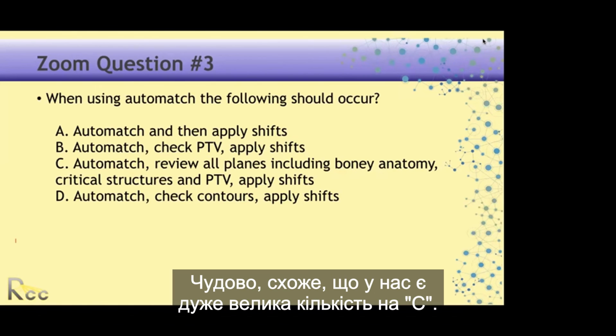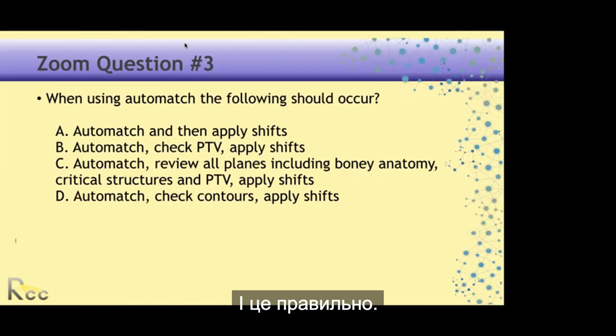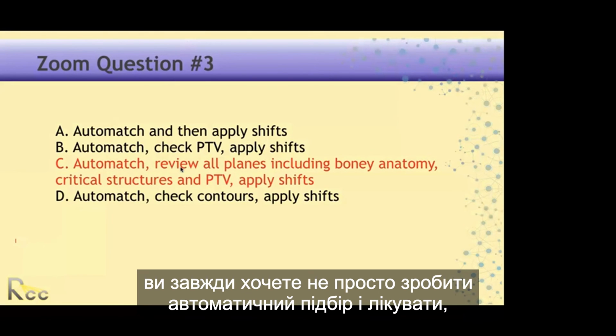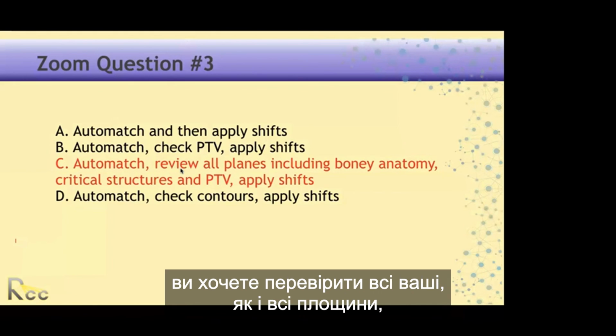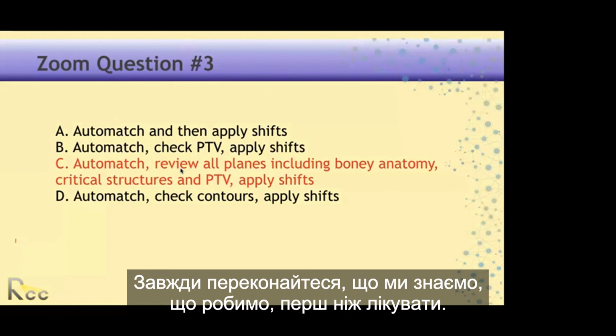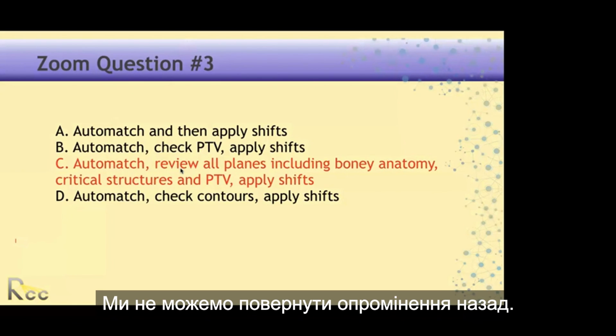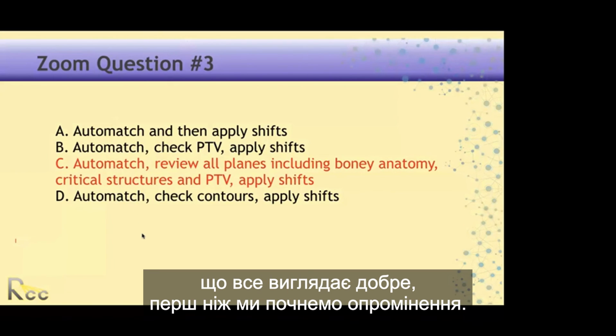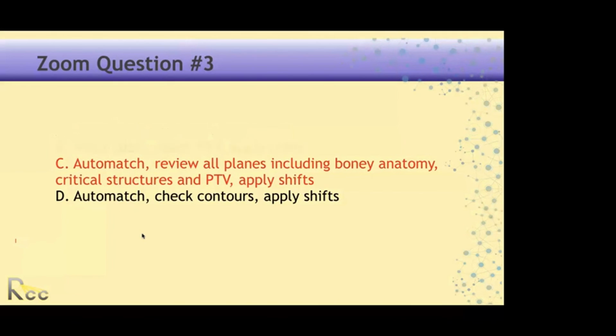Looks like we have a very overwhelming amount going for C, and that is correct. When you do the auto match, you always want to not just auto match and treat. You want to check all your films, all the planes, including your bony anatomy and critical structures. Always make sure we know what we're doing before we treat. We can't take back our radiation. So always take that extra step just to make sure everything looks good before we beam on.